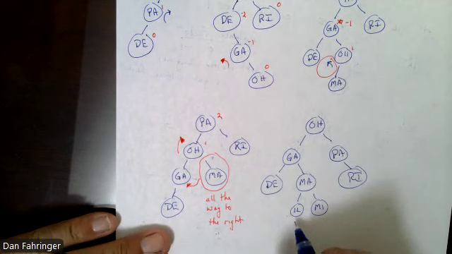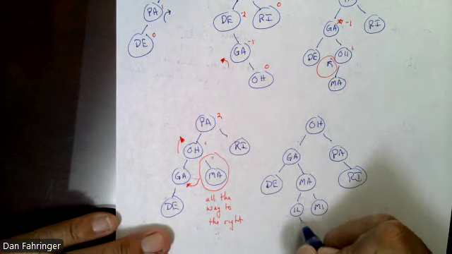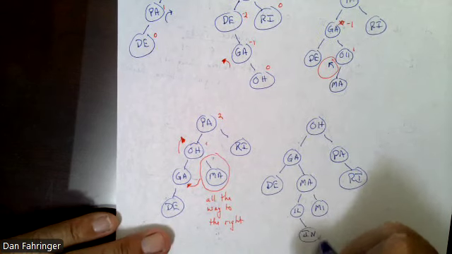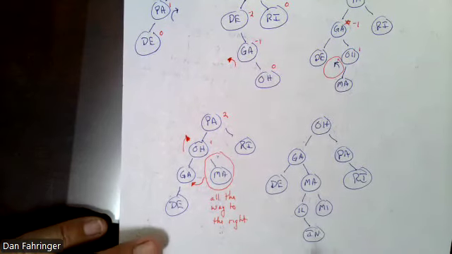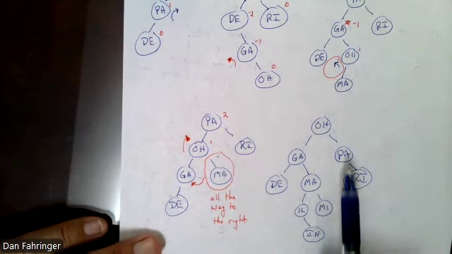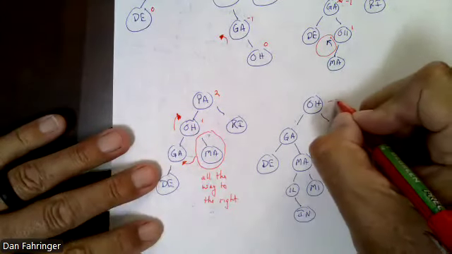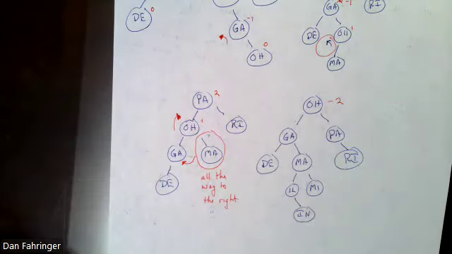Indiana, H, I, J, K, L, M, N. Oh boy. Indiana would go there. 1, 2, 3, 4 minus 2. I now have a problem. I have a -2 up here. What do you think I would have to do at this point with Indiana here? What are your thoughts?